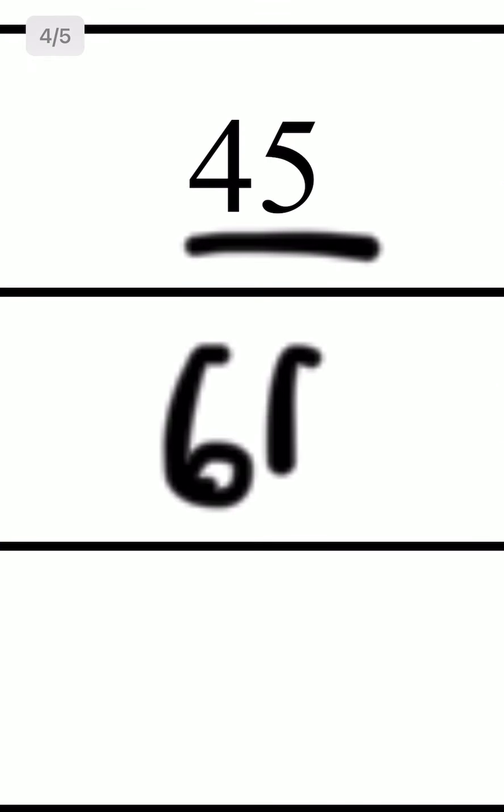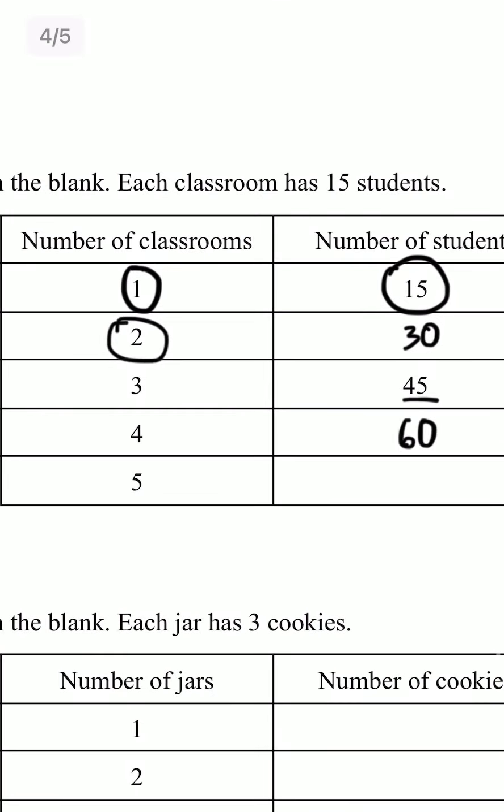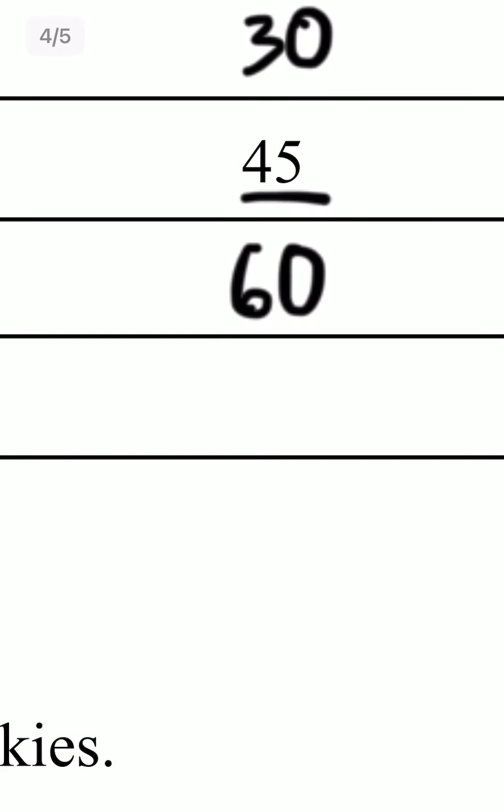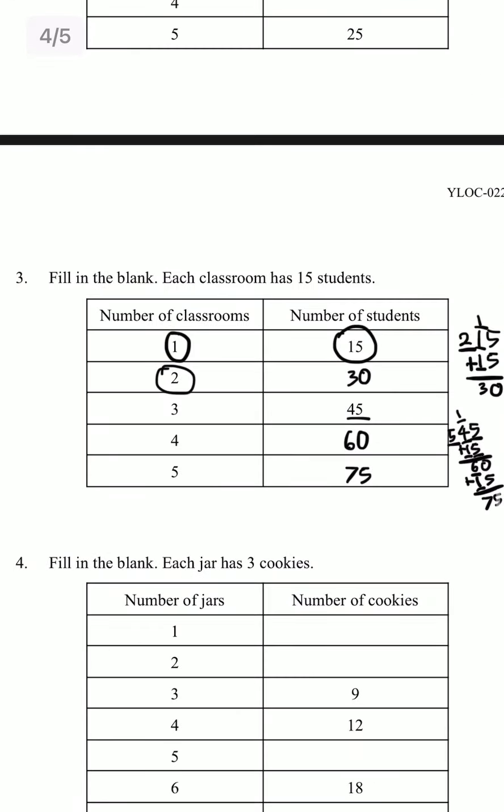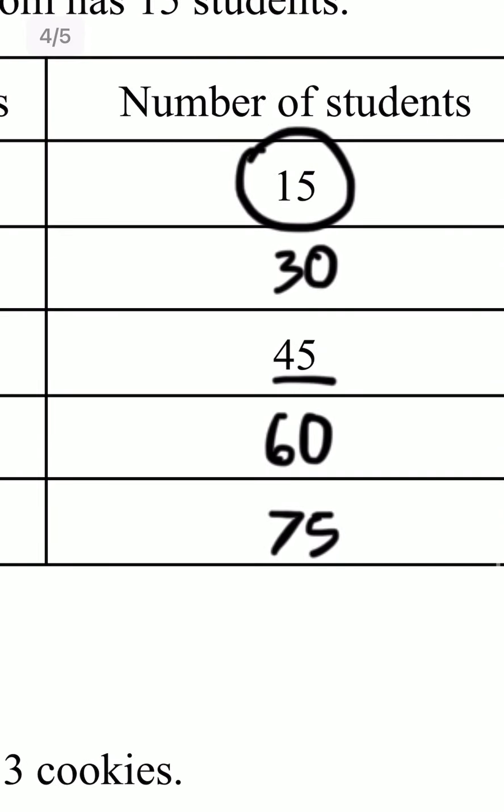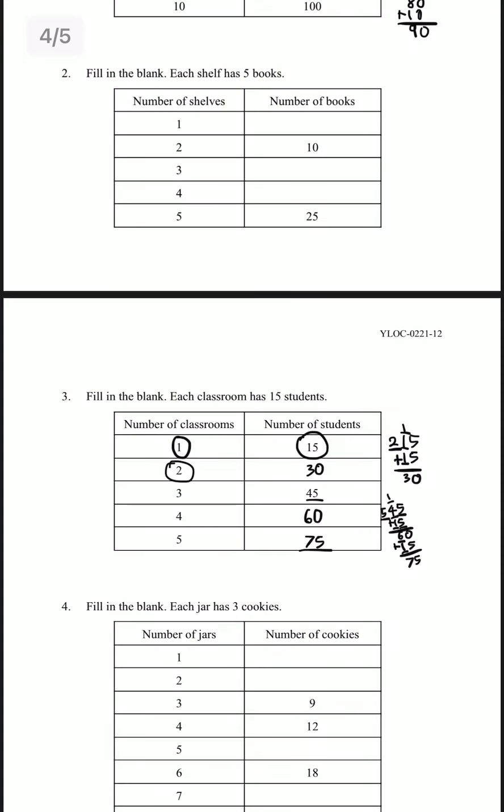So 60, and then lastly, 60 plus 15. So 0 plus 5 is 5, and 6 plus 1 is 7. So when there are 5 classrooms, there are 75 students. Let's move on to the next page.